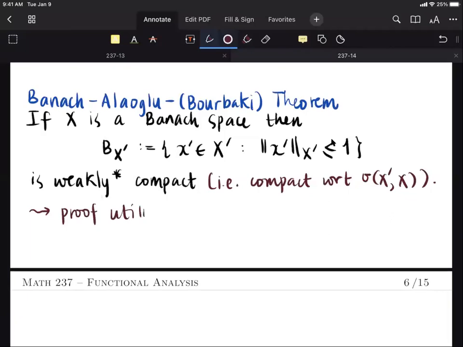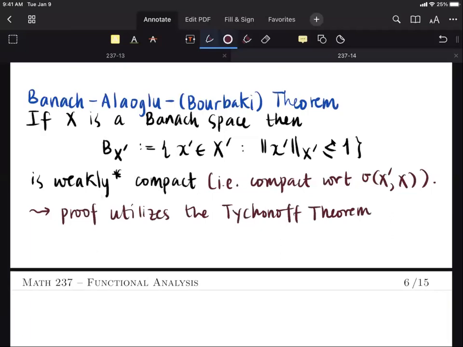The proof here utilizes, let's say, the Tikhonov theorem, which states that the product, it can be an arbitrary product, of compact sets is again compact. So the idea is to rewrite this unit ball as an arbitrary product of compact sets, and by applying Tikhonov theorem, that would imply the compactness of the closed unit ball with respect to the weak star topology.